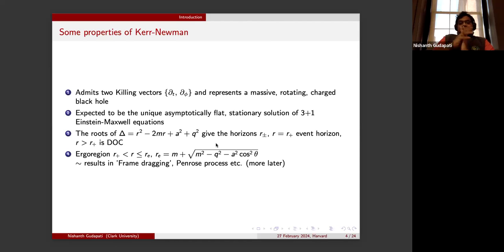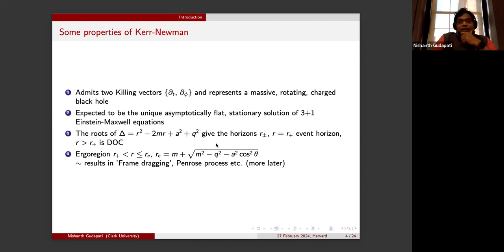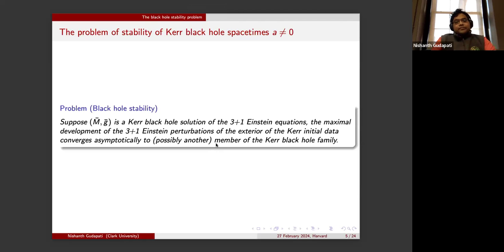In fact, it becomes space-like inside the ergo region, which creates trouble for us as far as the black hole stability problem is concerned. And it results in many peculiar processes, called the Penrose process, and for the wave version of that, the so-called superradiance and so on and so forth. So that's the main thing. In fact, I'll focus mainly on the problem caused by that in this talk.